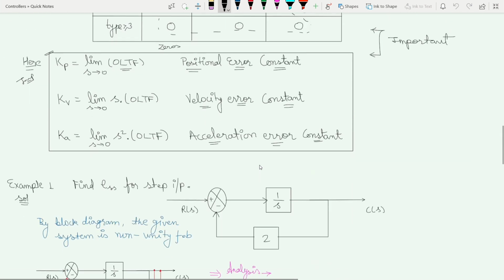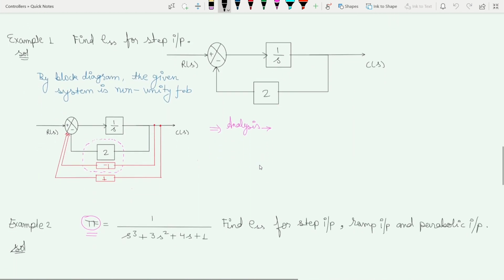The next point: here are a few examples, so by that it will be very clear for you. The first example I have given over here, you can see the block diagram. This is not a unity feedback system. As you can read, the given system is non-unity feedback, so you have to convert it into the unity feedback system. Here I have applied one trick to convert it into the unity feedback system.